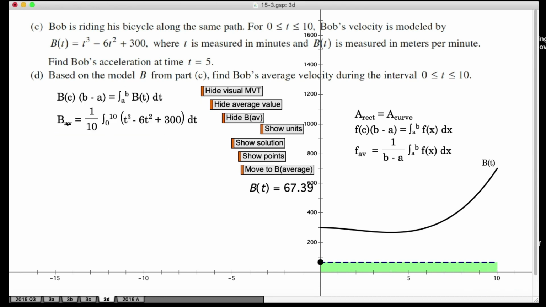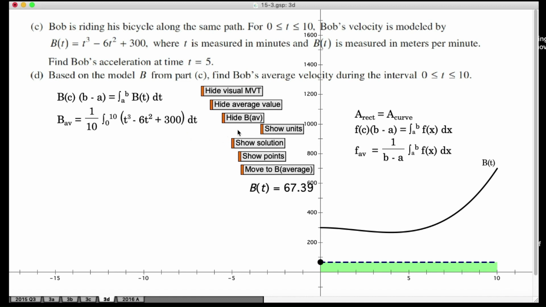So now what I'm doing is taking this formula and changing it to this specific function. So the velocity, v of c, times the base, so this is the height of the function, times the base is equal to the definite integral of the velocity function. And then by dividing by b minus a, which is 10 minus 0, which is 1/10, this is v average. This is the average value of that function, or in this case, it's the average velocity. So it's 1/10 the definite integral from 0 to 10 of the velocity function with respect to time.